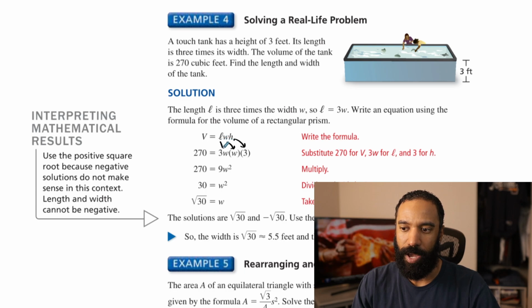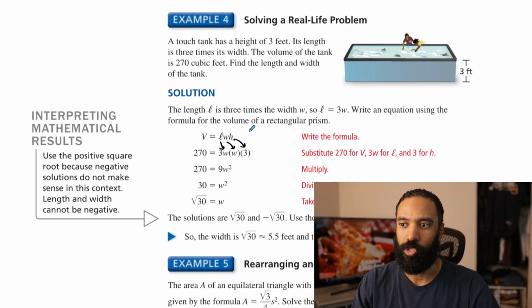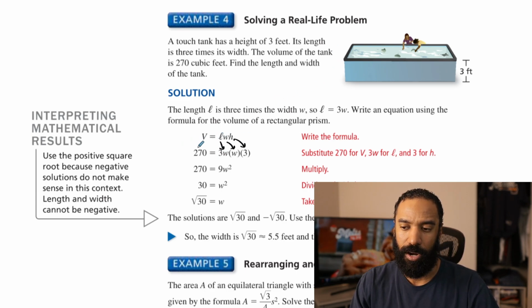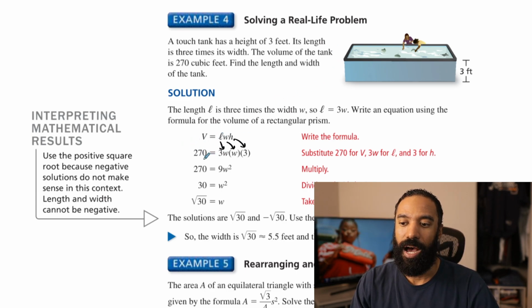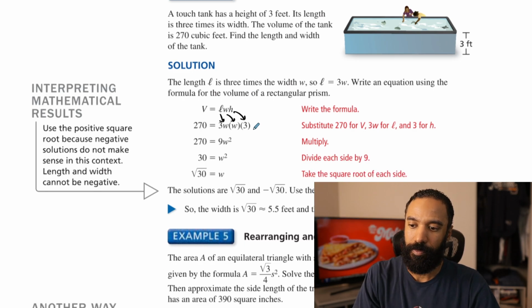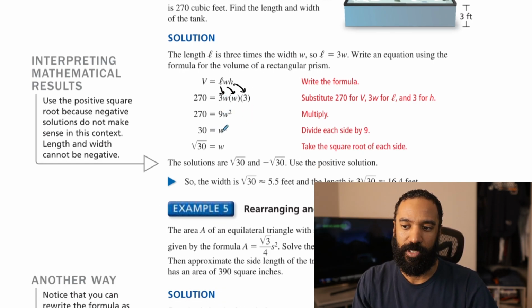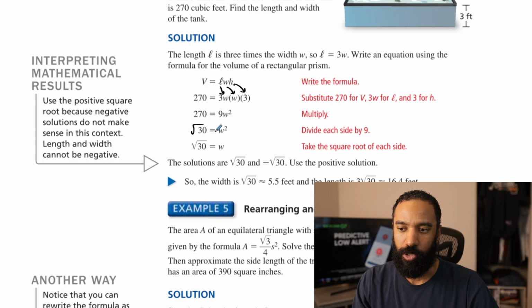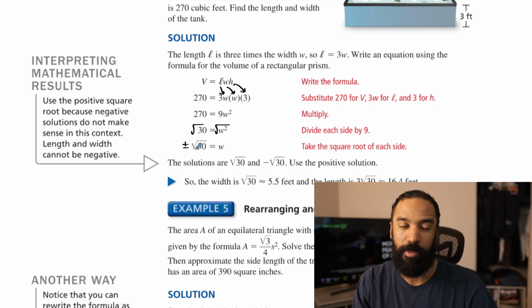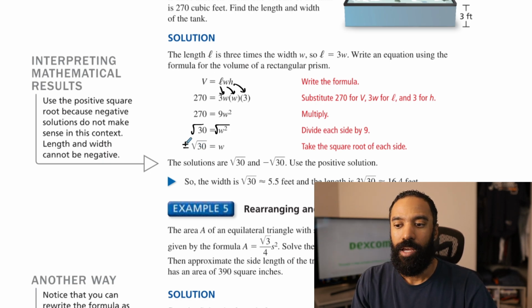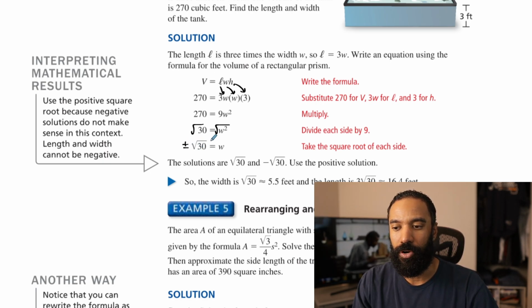W will remain W, as length is 3 W's together. Length times width times height gives you the volume of this rectangular prism scenario, as it is a touch tank, and set equal to 270. So that multiplies to 9W squared. If I divide both sides by 9, I can get my W squared by itself. And we take the square root of W squared and the square root of 30, and then we get this. Now, as far as simplifying radicals, this doesn't have any perfect square factors, so I would leave it. So W is plus or minus root 30.